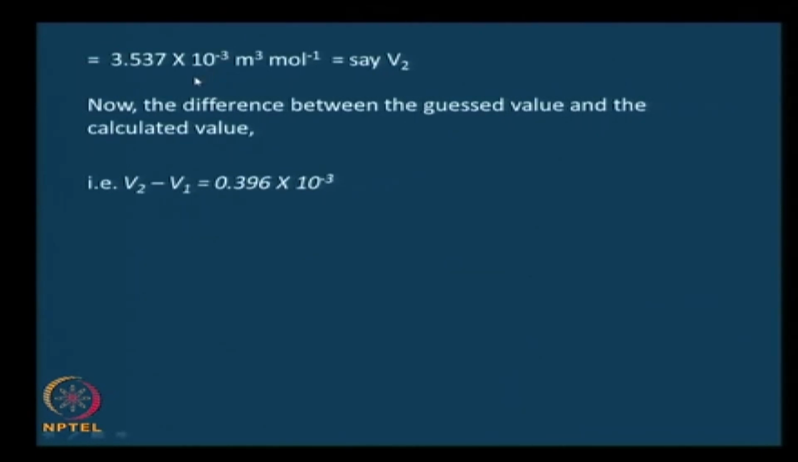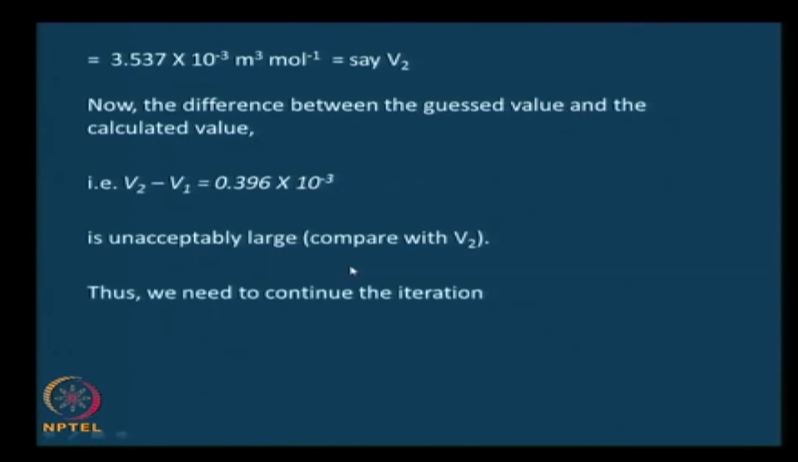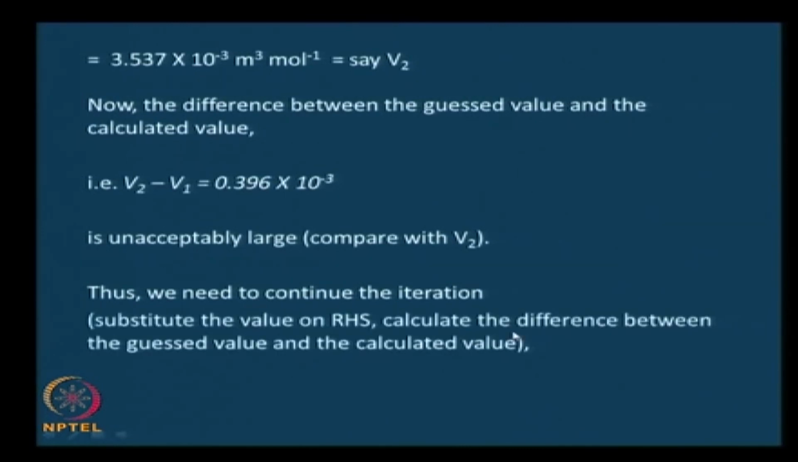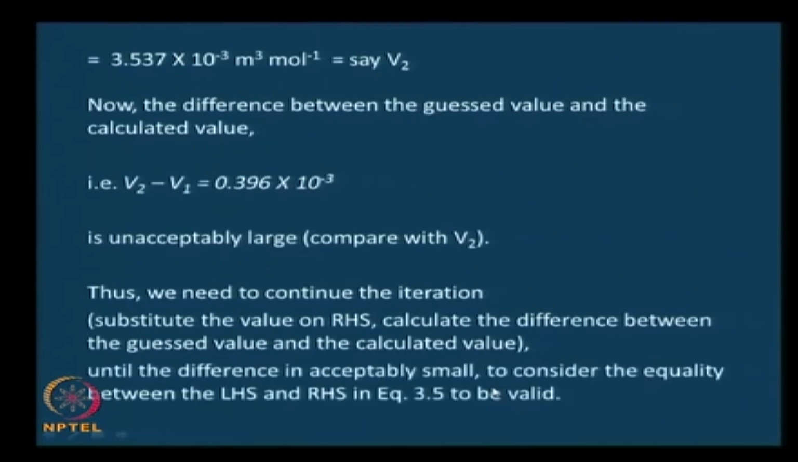That is not acceptable. That is very high. 11 to 12% is unacceptably large, and therefore, we need to continue the iteration. In other words, we substitute V2 into the RHS, calculate the value of the RHS, and then calculate the difference between the guessed value and the calculated value till the difference is acceptably small.